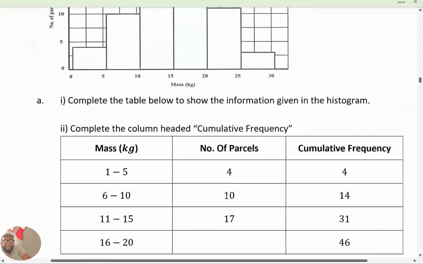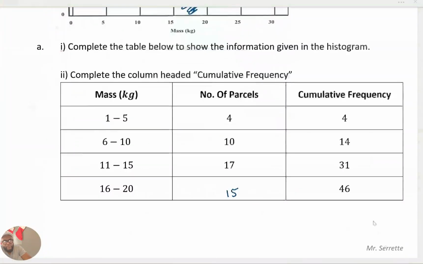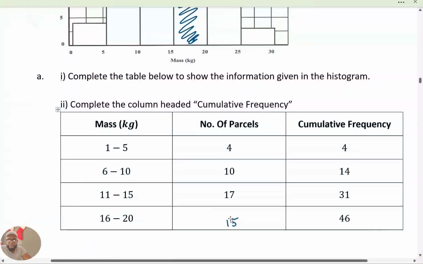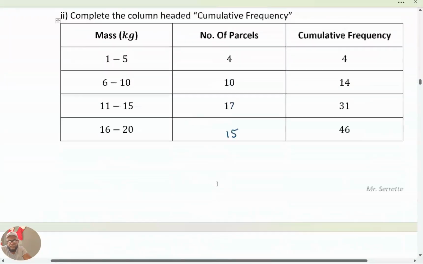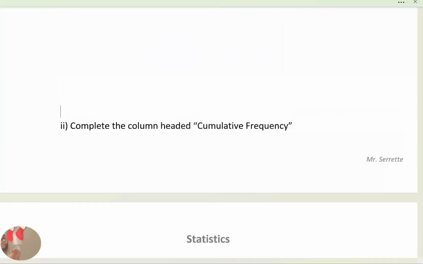Only one thing missing here. What's the number of parcels for 16 to 20? What would be the number of parcels from 16 to 20? Let me see who could see it. 16 to 20, guys. Hold on, somebody now come into class. Right, let me go. So the only missing number here was the amount of parcels for the class interval 16 to 20, which was, wait. No, what more thing is missing down here? I want to know.